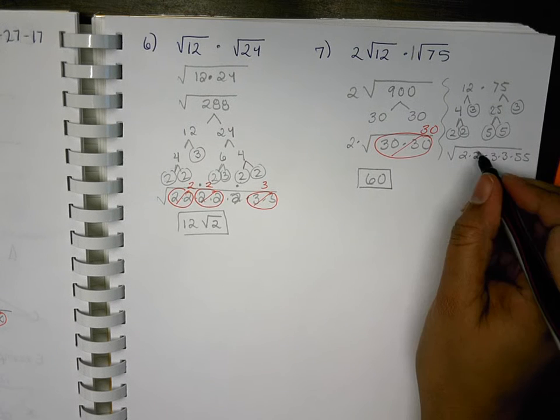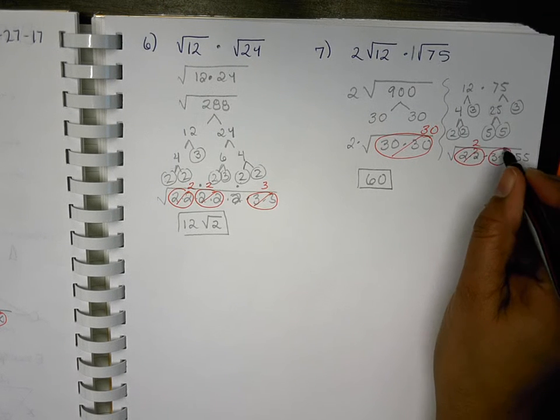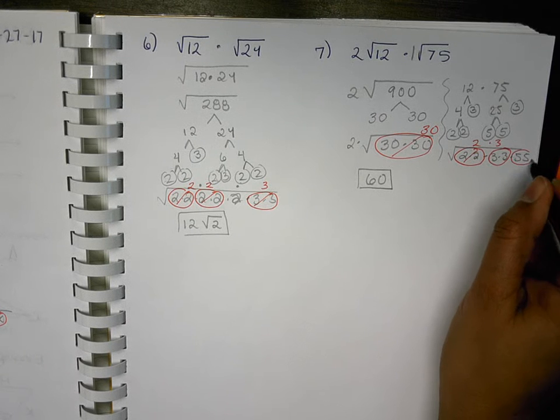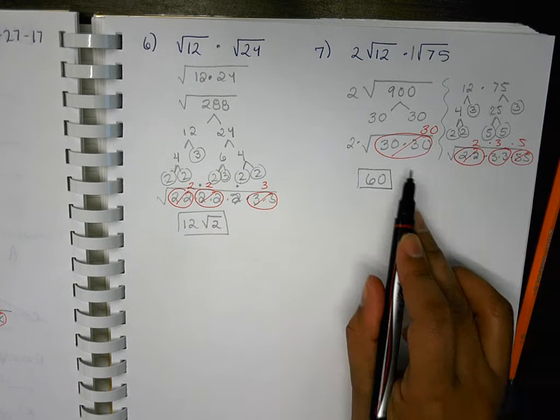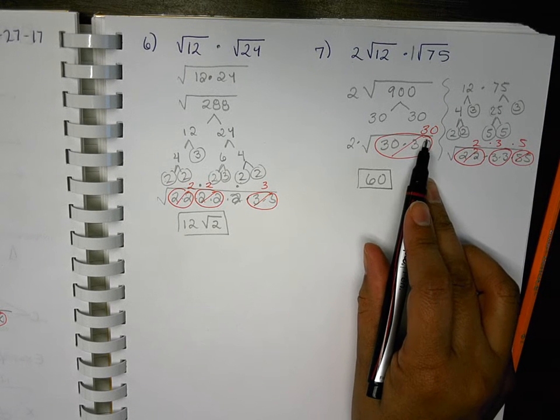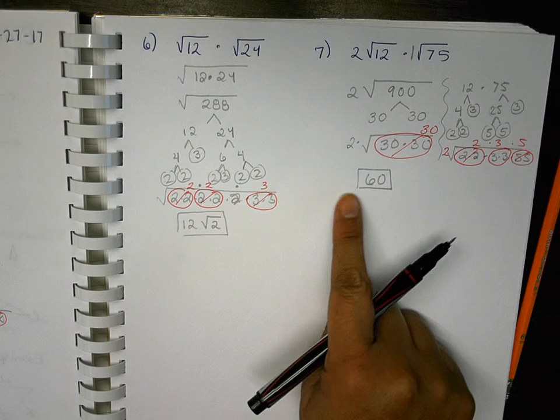This comes out as what? 2. This comes out as 3, and this comes out as 5. What's 2 times 3? 6 times 5 is that same 30 we got here a lot quicker. And then don't forget that 2's in the front, and 30 times 2 is 60.